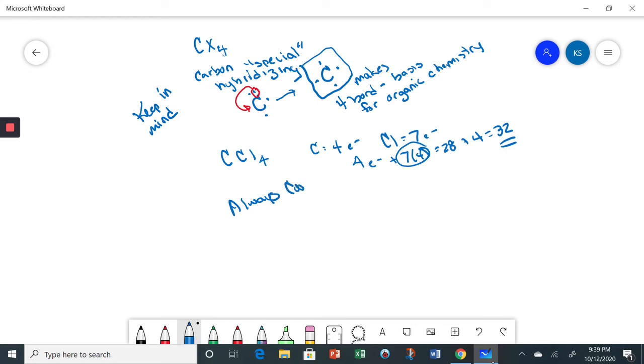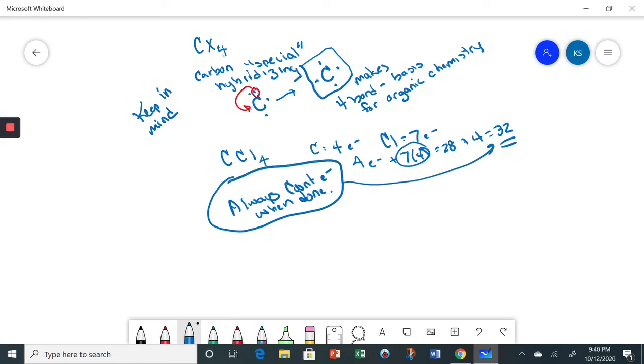Always count electrons when you're done. Make sure this number equals your predicted number, whatever that predicted number may be. In this case, it's 32. So I'm going to put carbon, and then I'm going to come along and draw my 4 chlorines around the carbon, leaving space. Then I'm going to fill in a shared pair.